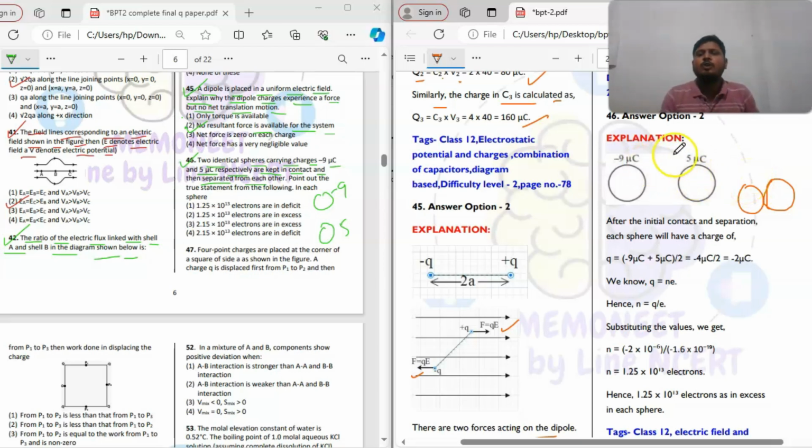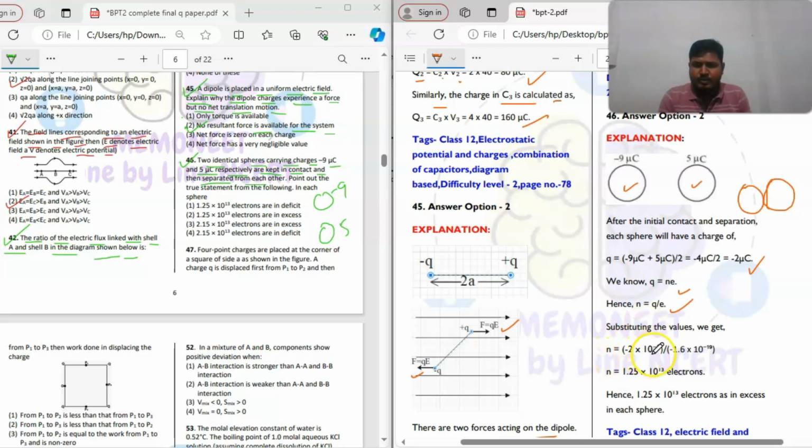So what is the total charge of the system after connection? That is minus 4. Since both are identical, we have to divide by 2. So each sphere has a charge of minus 2 microcoulomb. Now we have the value of Q. Q is equal to Ne. Now we have to find N, which is equal to Q by e. So putting the value of Q, we find N.